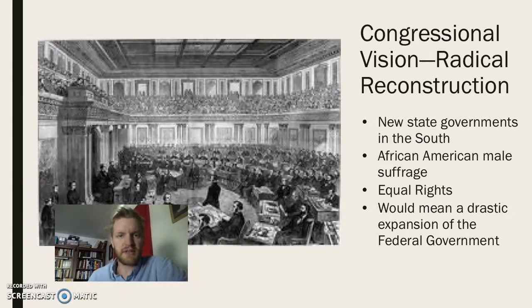New state governments in the South had to be established that were friendly to the Constitution. African Americans had to be given the right to vote, and they wanted to expand the authority of the federal government.